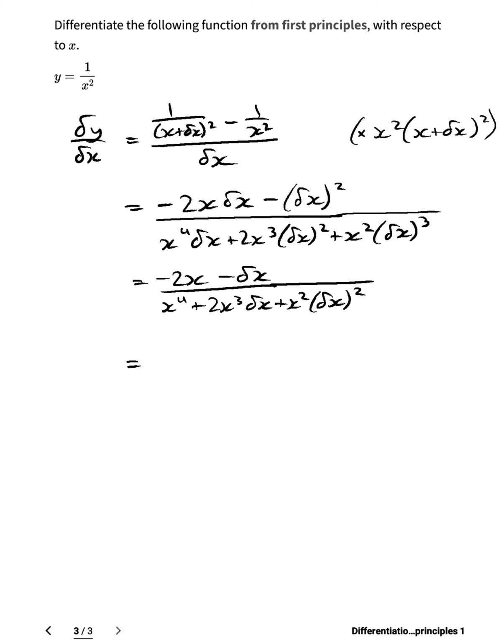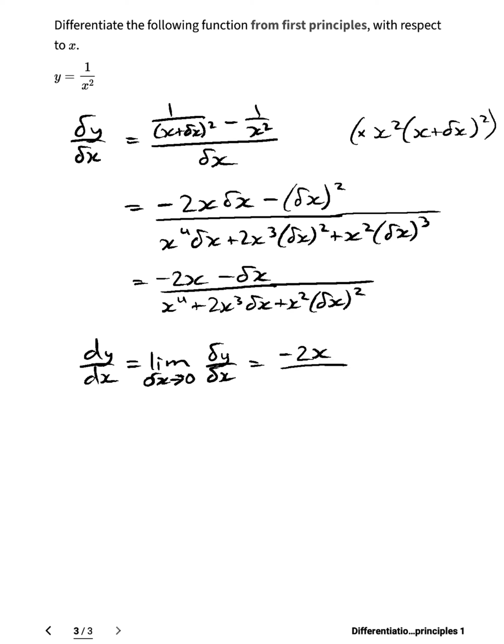We're going to take the limit, so dy by dx is equal to the limit as delta x tends to 0 of this expression we just had. Let's just write delta y by delta x. To take this limit here, we can think about the numerator and the denominator separately. So in the numerator, if delta x is really tiny, then negative 2x minus this tiny delta x, the tiny delta x is not going to matter much, so that's going to be minus 2x.